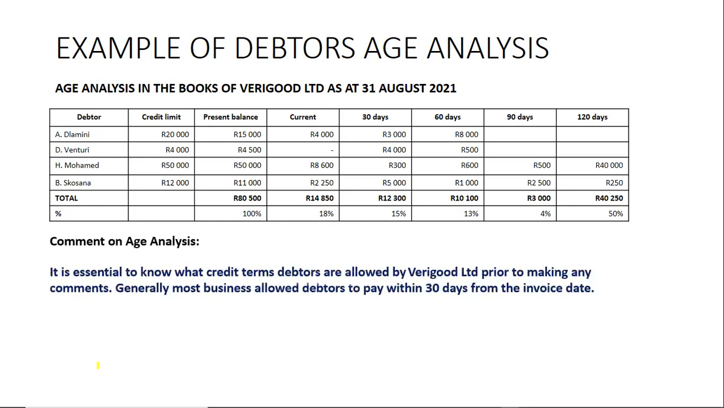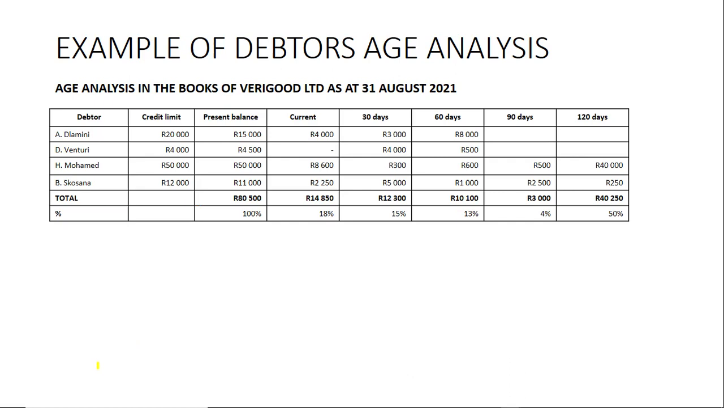Let's comment on the debtors' age analysis. It is essential to know what credit terms debtors are allowed to buy on. Note that the name of the business we're dealing with here is Very Good Limited. Prior to making any comments, generally most businesses allow debtors to pay within 30 days. That is from the invoice date, according to the grade 12 syllabus. We only look at the invoice date. We don't look at the receipt date.